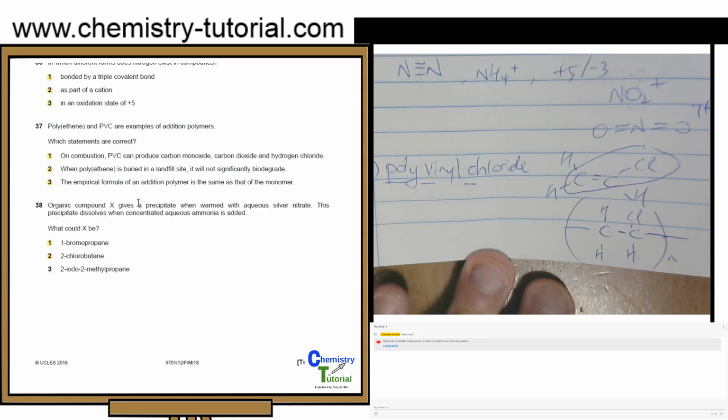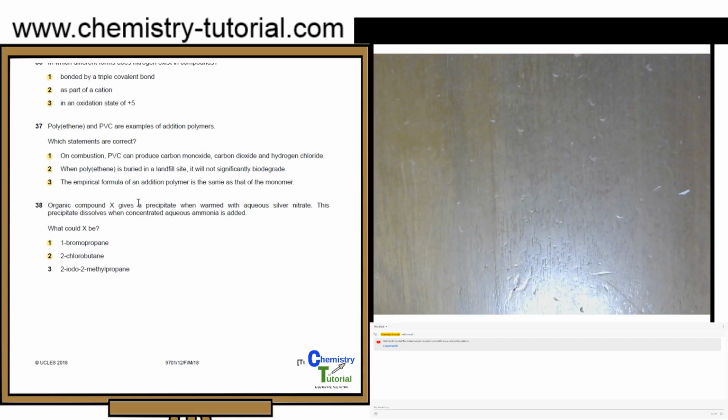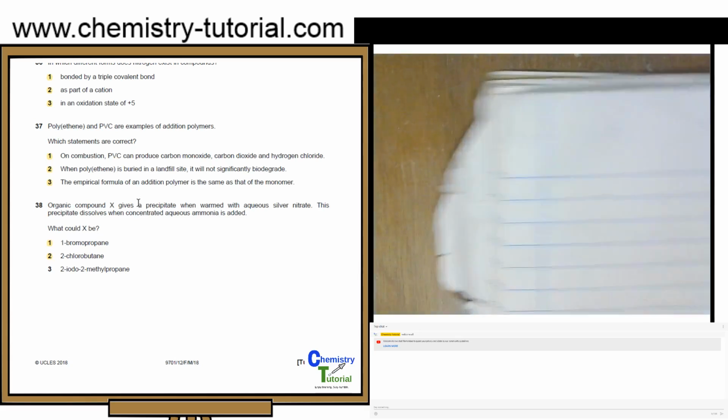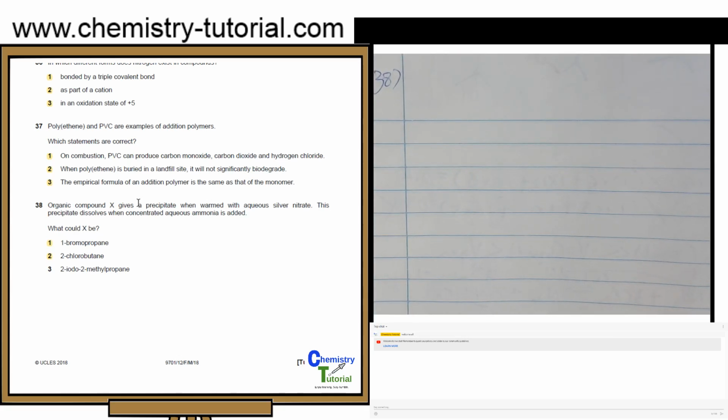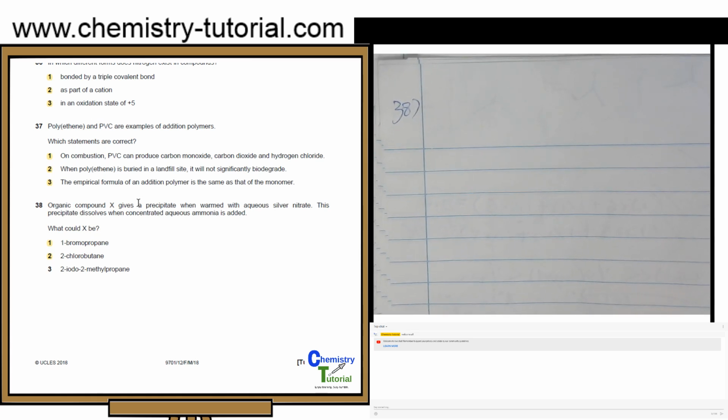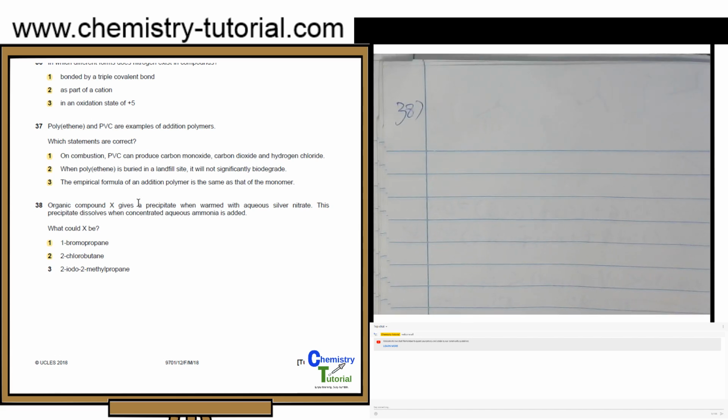For question 38, the organic compound X gives a precipitate when warmed with aqueous silver nitrate. Now, silver nitrate itself cannot be used directly to react with this compound. As you see, this is actually an RX compound, an alkyl halide. You need to add in sodium hydroxide and heat. After that, you need to acidify, cool it before adding silver nitrate. But I'm not going into those details. But we know that under QA, qualitative analysis, silver nitrate is a test for halides. So compound X must be an alkyl halide, so that it can give a precipitate such as AgCl, silver chloride, silver bromide, silver iodide, etc. And the precipitate dissolves when concentrated aqueous ammonia is added.